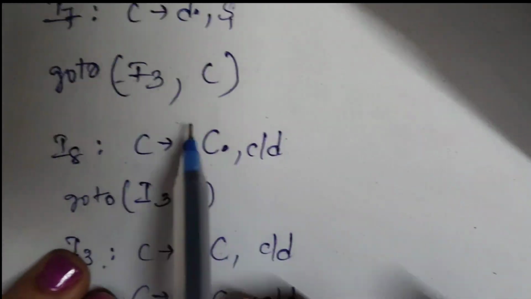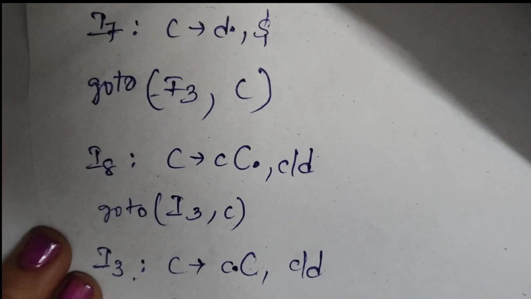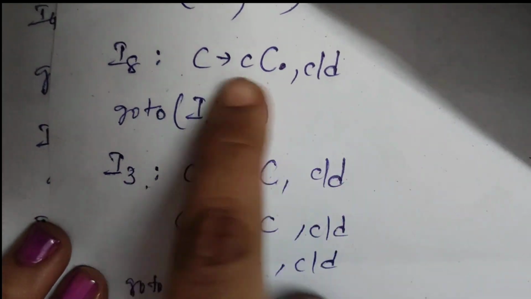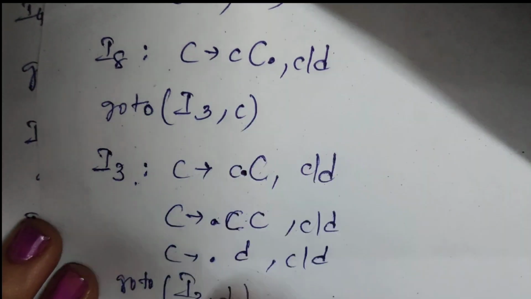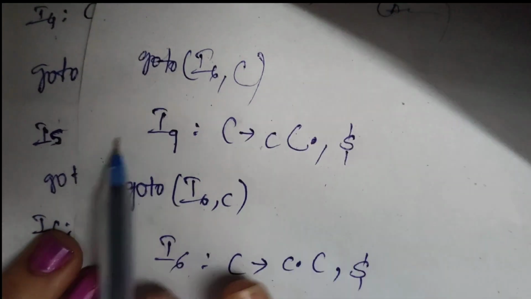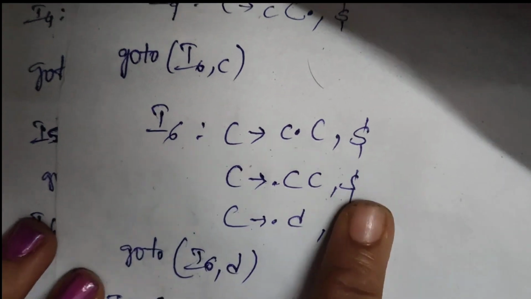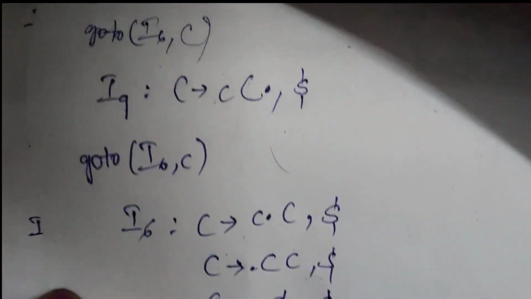Now we need to go to I7. In I7, do we have anything to shift? No. The dot reached the end, so stop the calculation. In I8 also the dot reached the end, so stop the calculation. I3 we already did, I4 we already did, and in I9 there is nothing to shift because the dot reached the end. I6 we already did, so there is nothing.